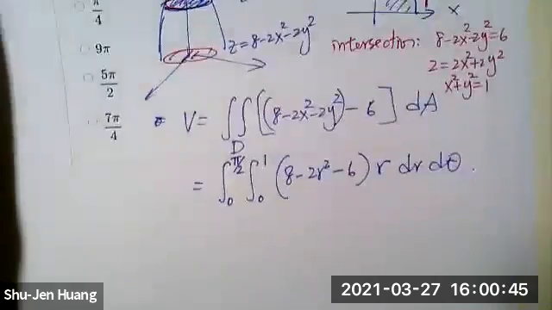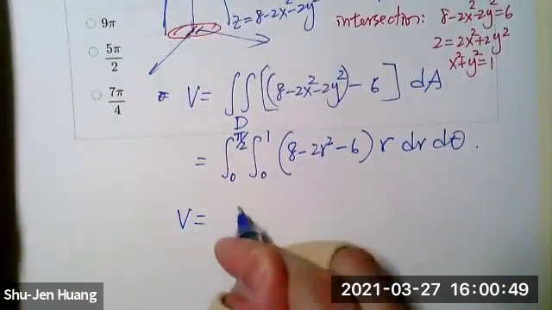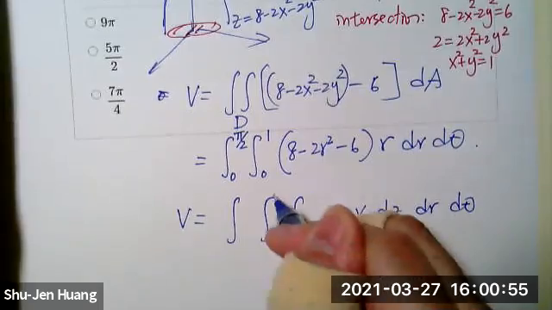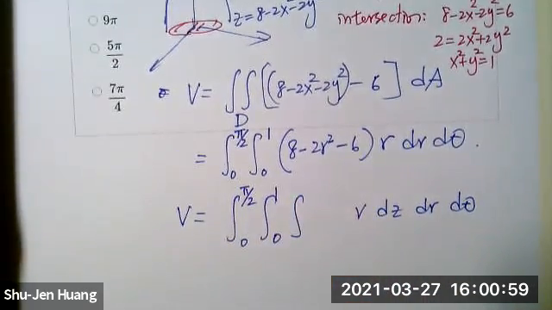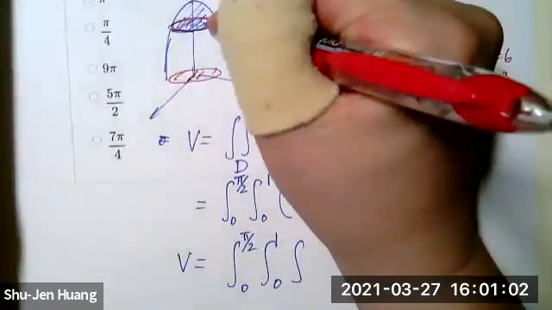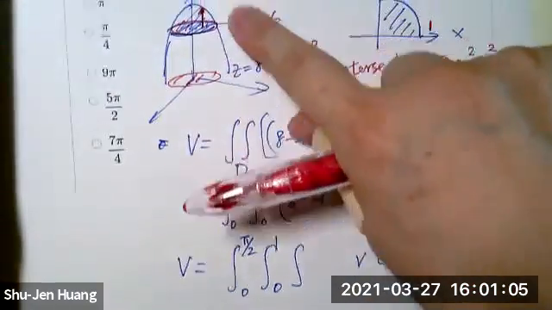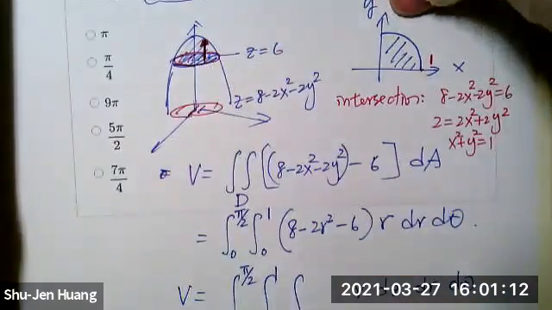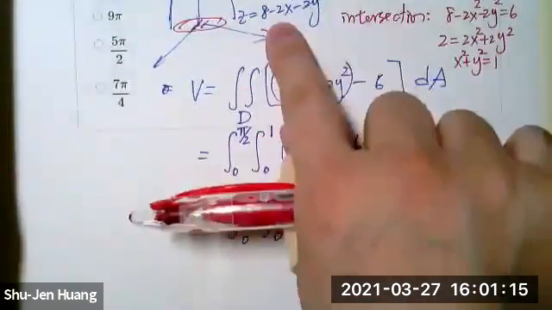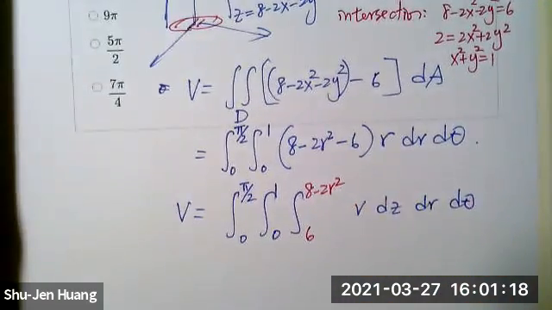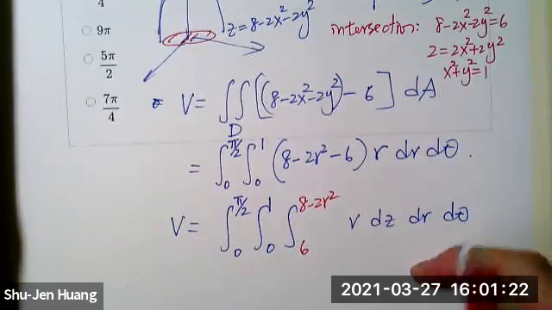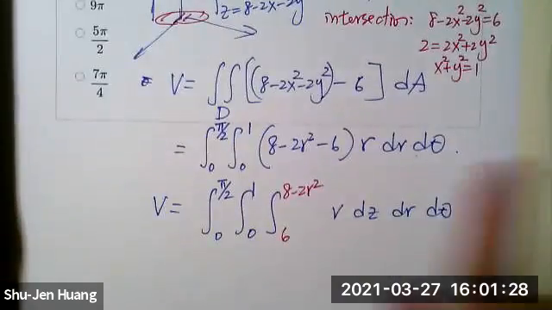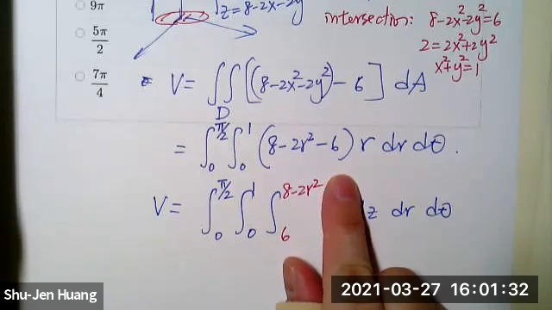For those of you who prefer the triple integral, you're going to set it up this way. The bounds for r and theta are the same. Now z is from the plane until it touches the paraboloid. Do you see that? You draw a line in the z direction. The lower bound is z equals 6 until it touches the paraboloid, which is 8 minus 2r squared. So you can use either the double integral or the triple integral here. This question didn't specify, so either way is fine. They are equivalent. Does anyone need me to evaluate this integral?